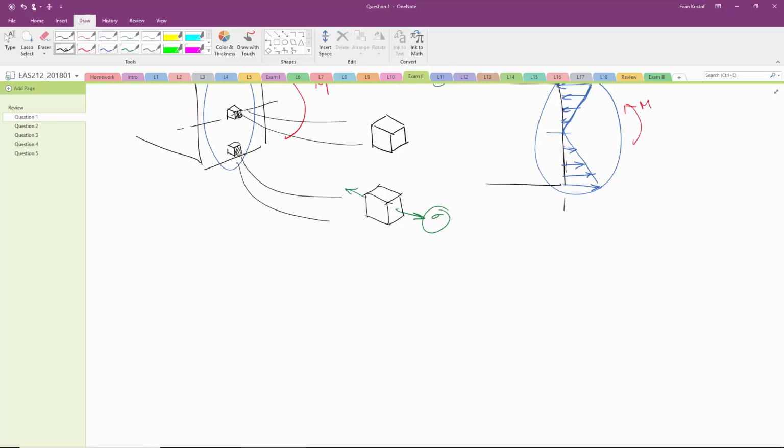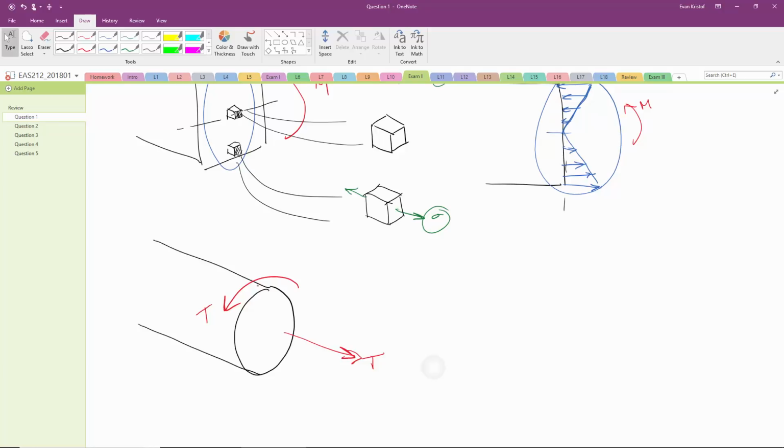Now, with respect to torsion, it's the same exact idea, but now we're talking about a shear stress due to an internal torque. So if I were to draw an internal torque like this, I can also draw it this way, and I think that's helpful for this type of exercise.